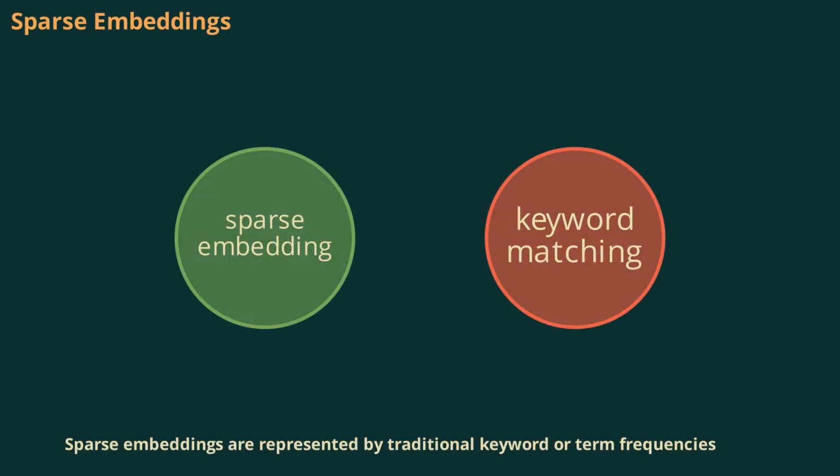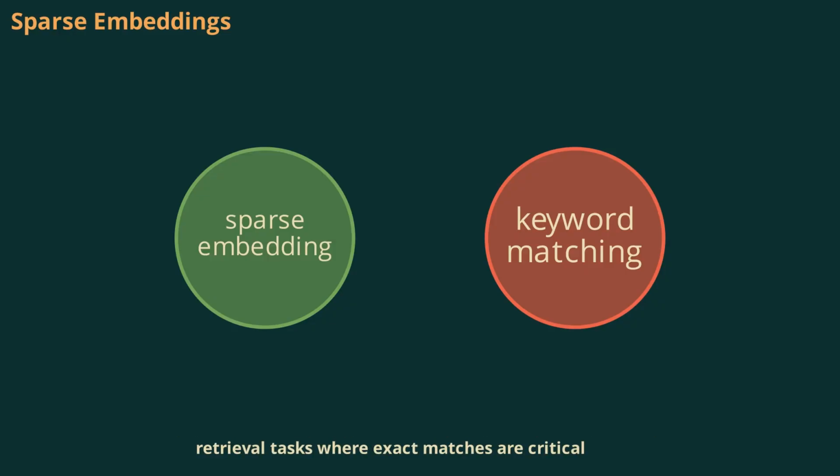exact keywords. Sparse embeddings are represented by traditional keyword or term frequencies, such as BM25 or TF-IDF. They focus on exact keyword matching and structural syntax, making them highly effective for tracking specific IDs, codes, or specialized terminology. While less powerful for semantic search, sparse embeddings are useful for precise retrieval tasks where exact matches are critical.